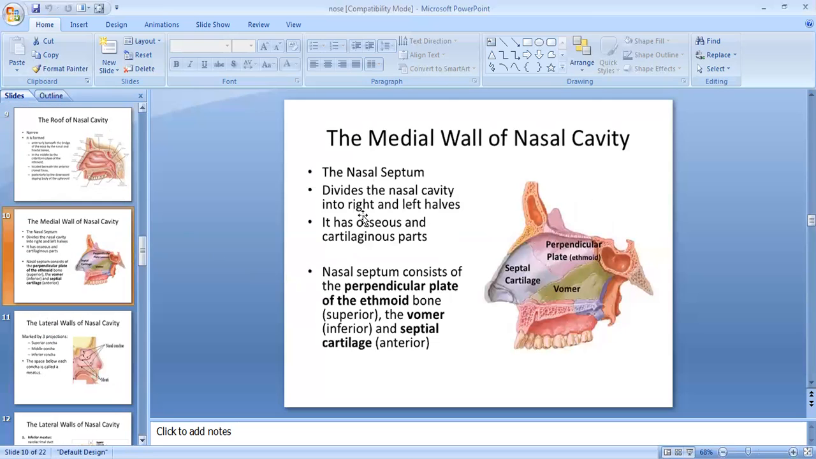The medial wall, as we have discussed, is formed by the nasal septum. This nasal septum divides the nasal cavity into right and left halves. It has bony and cartilaginous parts. Just like the external framework of the nose, again the septum has bony and cartilaginous parts. The nasal septum consists of the perpendicular plate of the ethmoid bone, the vomer bone, and the septal cartilage. So these form the nasal septum.